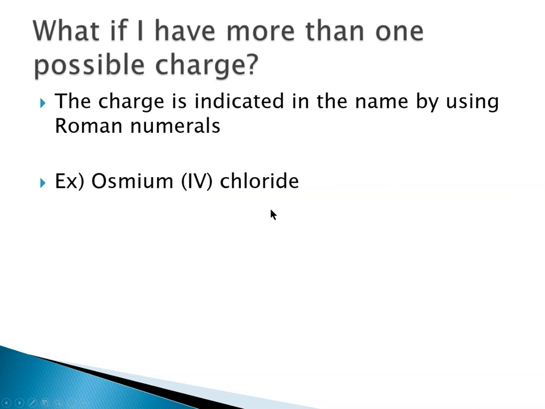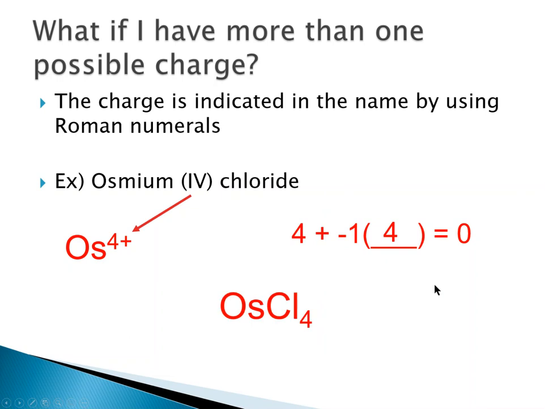So here's an example of an ionic compound containing a transition metal, osmium(IV) chloride. What that osmium-4 means is that osmium, the metal osmium ion, has a charge of 4+. When we're working out the formula, since there's no way to automatically know what the charge of osmium is, we give it to you in the name. So I have 4 units of positive charge from osmium. So the question is, how many units of negative charge would I need from chloride? Since each chloride is -1, I would need 4 of them. So the formula for osmium(IV) chloride is OsCl4.